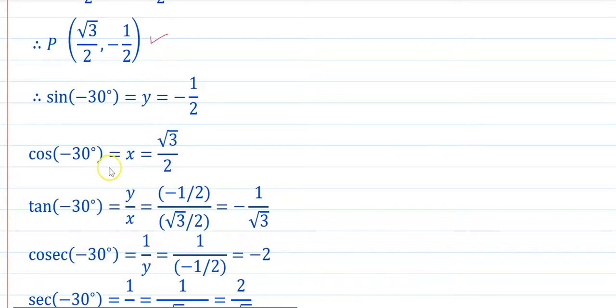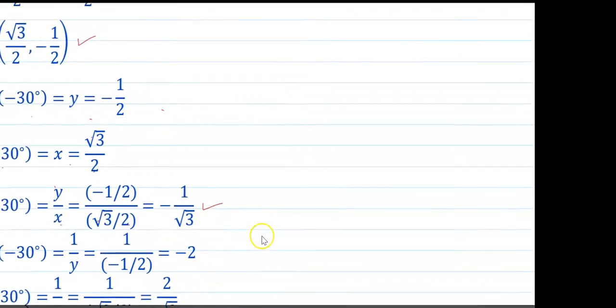Now we will define sin of minus 30 is Y. The value of Y is minus 1 upon 2. Cos of minus 30 is equal to X, root 3 by 2. Tan of minus 30 is Y upon X, minus 1 by 2 upon root 3 by 2. Again here 2 will cancel, that is equal to minus 1 upon root 3.